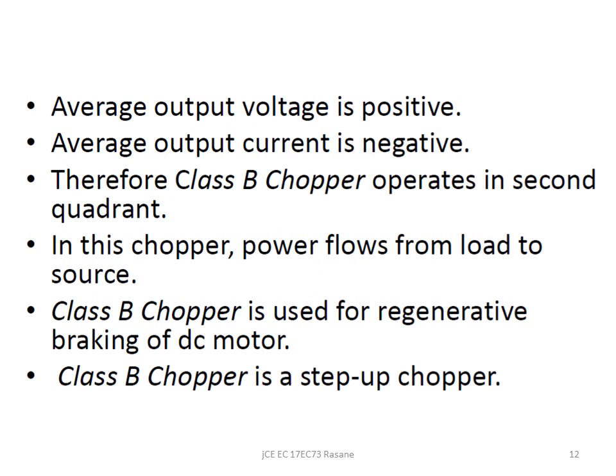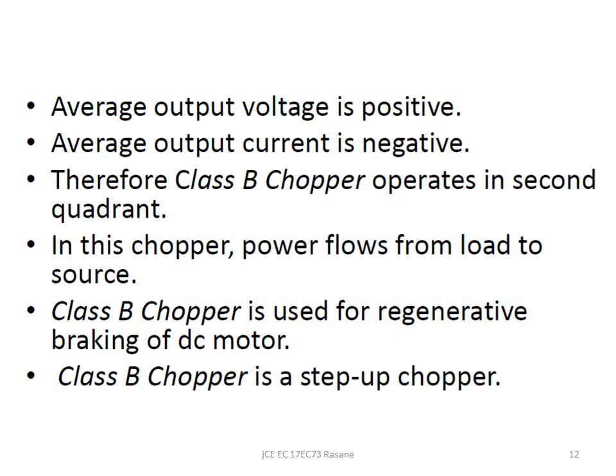So the average output voltage is always positive. Average output current is negative. Therefore, class B chopper operates in the second quadrant. In this chopper, power flows from the load to the source. Kindly note this. And class B chopper is used for regenerative braking of DC motor.